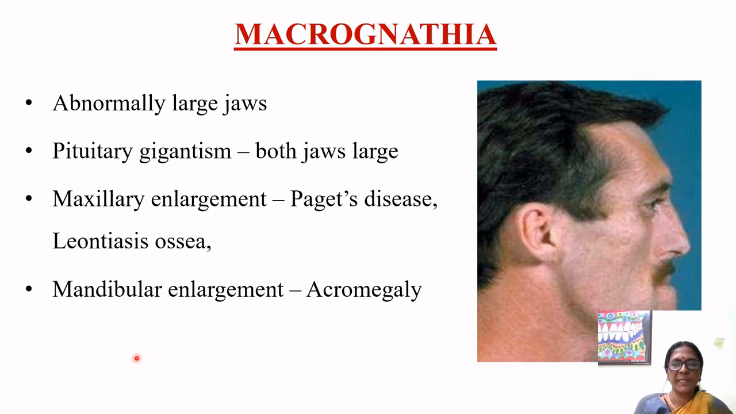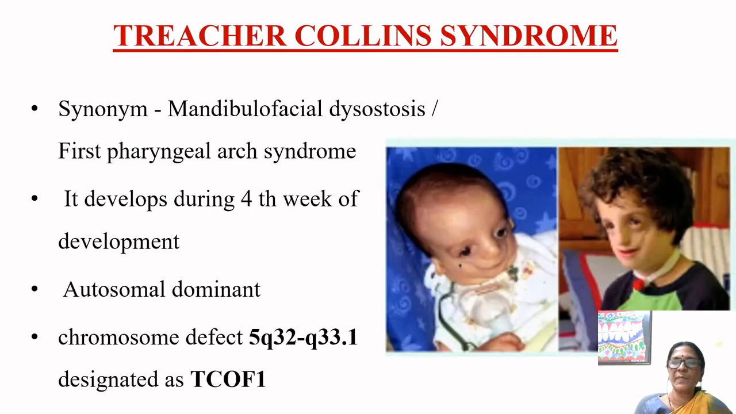Now coming to macrognathia, abnormally large jaws. In pituitary gigantism, both jaws are large, and maxillary enlargement may be due to Paget's disease or dentin, and mandibular enlargement may be due to acromegaly. Next is Treacher Collins syndrome, otherwise called mandibulofacial dysostosis or the first pharyngeal arch syndrome. It develops during the 4th week of development, is inherited as autosomal dominant, and the chromosomal defect is designated on TCOF1.